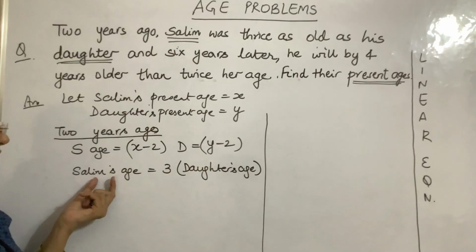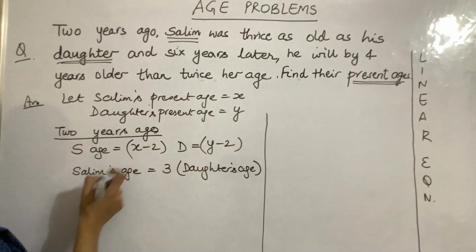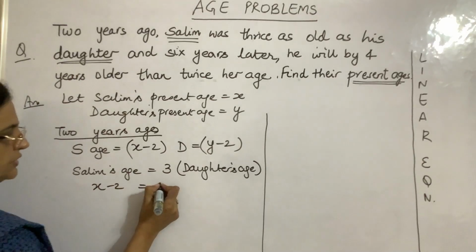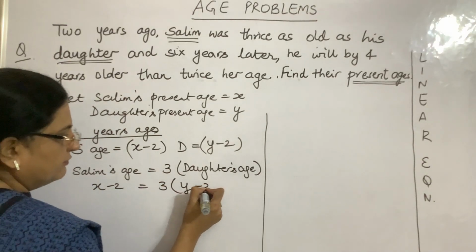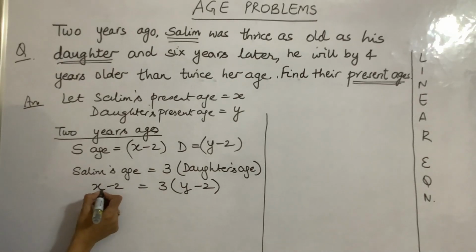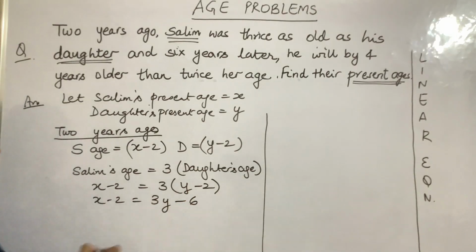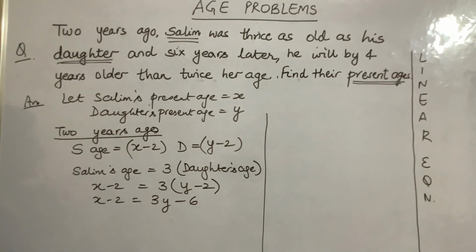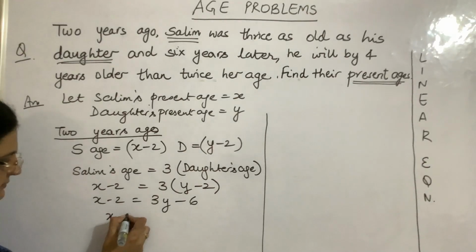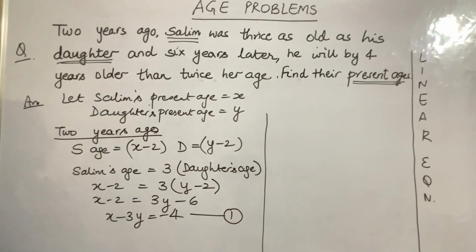So this is the word equation we have formed. Now substitute the values. So what was the age over here? x minus 2 is equal to thrice y minus 2. Agreed? Open the bracket and rearrange. You will get x minus 2 is equal to 3y minus 6, transpose it to the other side. So you will get x minus 3y is equal to minus 4. This is the first equation we have got.